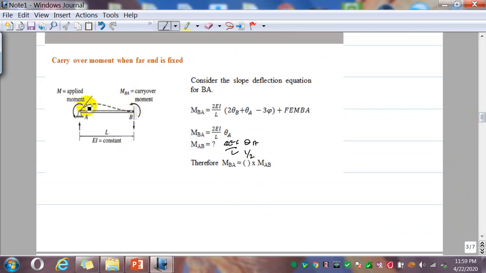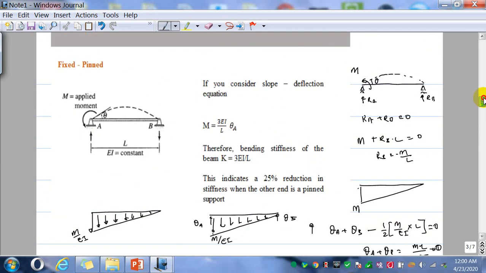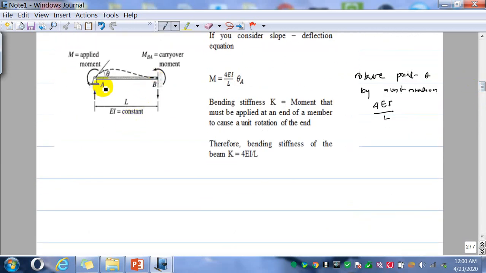This is called the carryover moment. When you apply a moment M here, it rotates by theta, and here there's a tendency to rotate as well, but that rotation is prevented because there is a fixed end. So the fixed end applies a moment that prevents that rotation. That applied moment is called the carryover moment, which is half of the moment we applied here. This we have proved already using slope deflection equations. So that is for the fixed end condition. We call this the end where we apply the moment, and this is called the far end. So when the far end is fixed, you have a carryover moment.